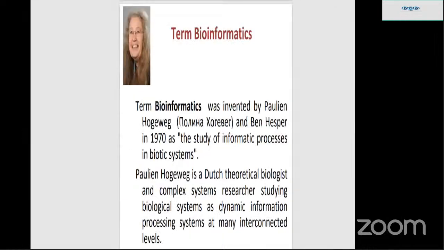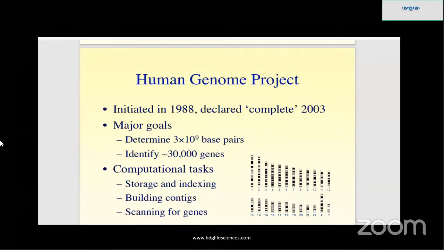A little bit of theory. The term bioinformatics was invented by Paulien Hogeweg and Ben Hesper in 1970 as the study of informatic processes in biotic systems. Paulien Hogeweg is a Dutch theoretical biologist and complex systems researcher. Now, from where did it actually start? It started with the Human Genome Project, which was initiated in 1988 and declared complete in 2003.